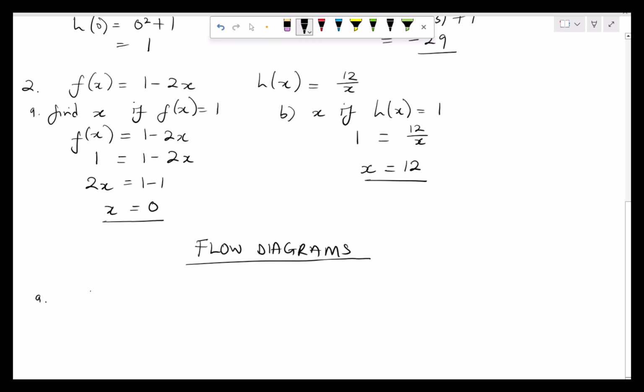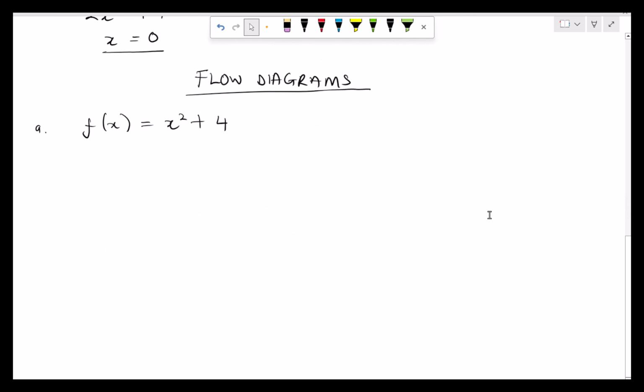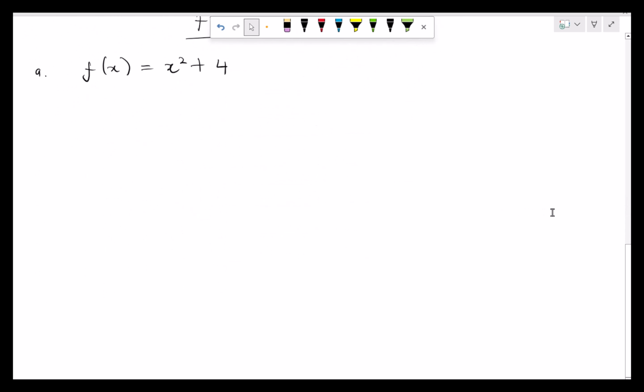Part A says f of x is equal to x squared plus 4. And what we're going to do is to come up with a flow diagram for this function. So we always start with x and then can use this notation. We say x and you square it for it to become x squared, and then you add 4 for it to become x squared plus 4.